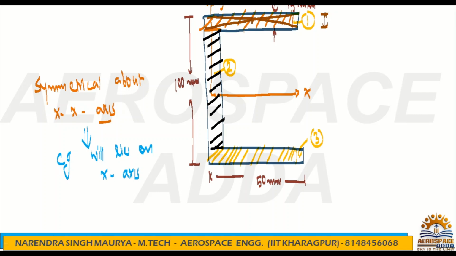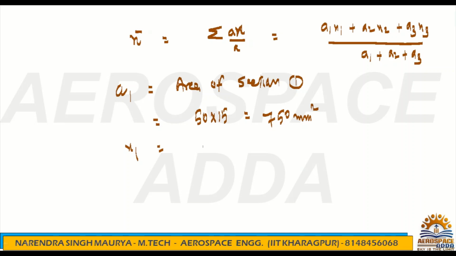in terms of x I'm finding, right? So the total distance is nothing but 50. So this distance I have to write. The total will be 50 here. Where it is lying, it is exactly 50 by 2. This is the x1, right? Now coming to the value here, x1, that is 50 by 2, that means 25 mm.